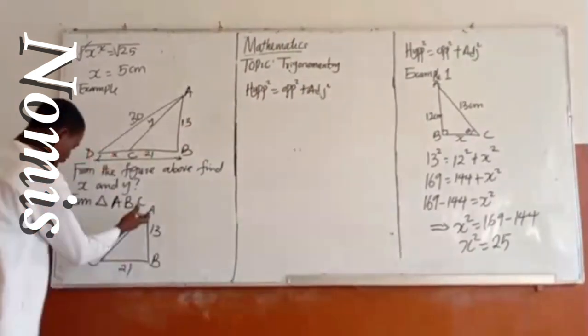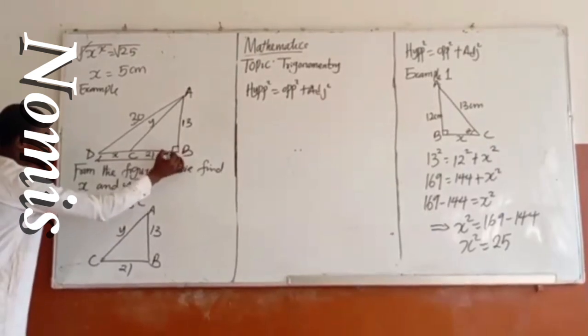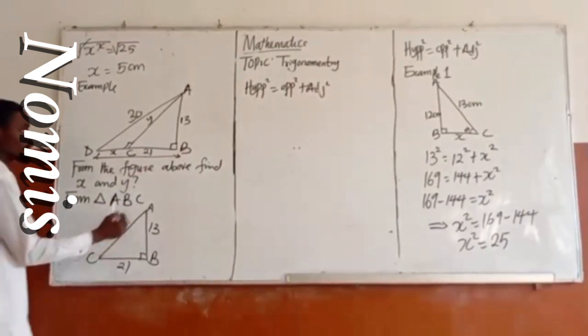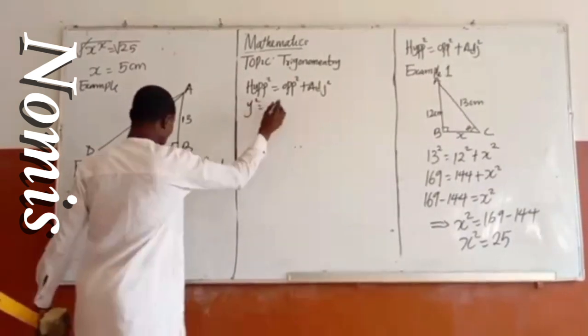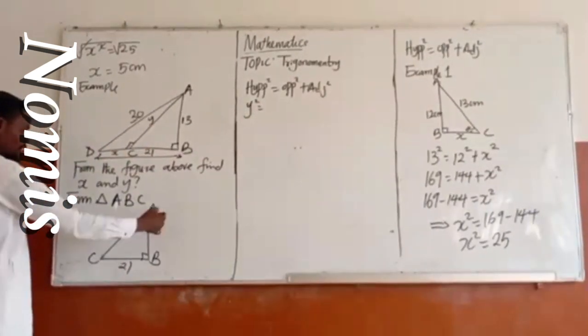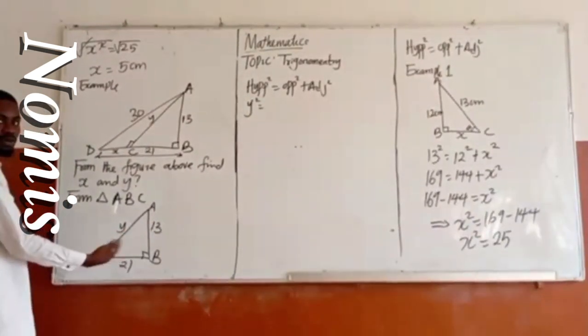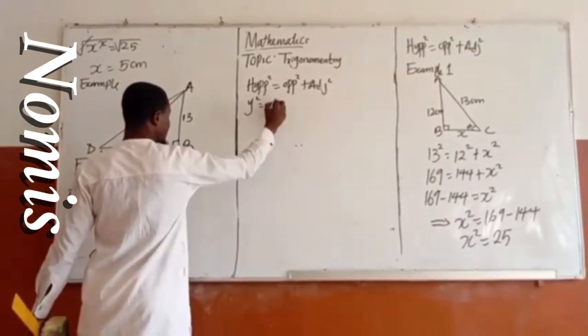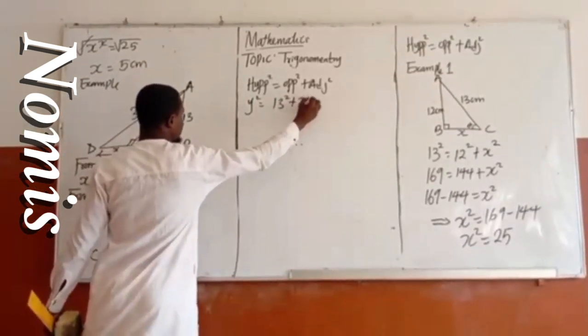And the hypotenuse here, look at it. It's supposed to be opposite the right angle sign here. Where it's facing is the hypotenuse, y squared. The opposite can be any of these two because there's no sign showing which is opposite. I can take this one as my opposite: 13 squared plus 21 squared.